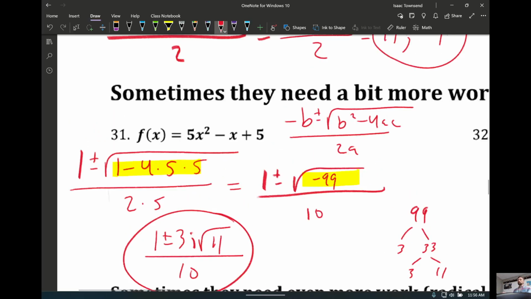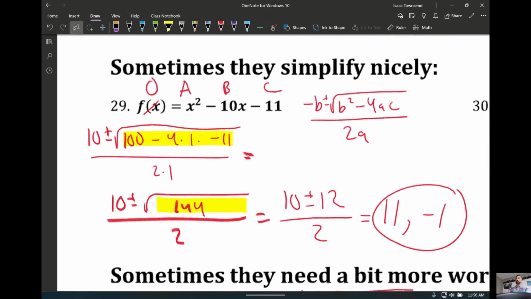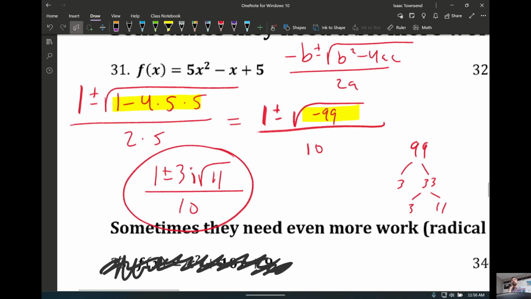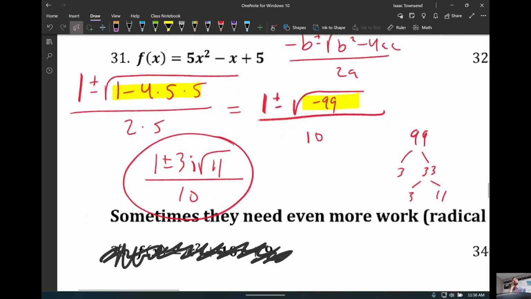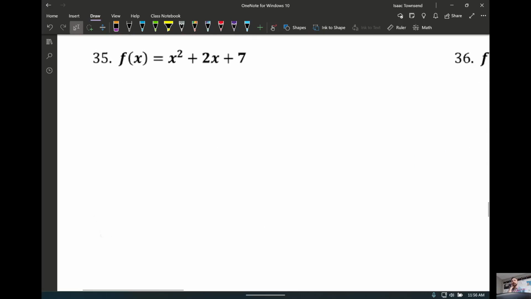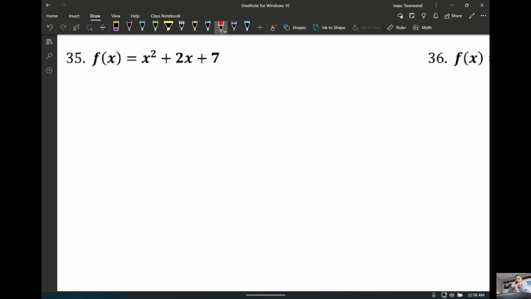Okay, so again, 29 is as easy as possible because the discriminant's a perfect square. 31, a little bit more work because the discriminant was not a perfect square, but if you can simplify a radical, you can still finish. Okay, on to the hardest. And it's really just one extra step. It's not that big of a deal. But you still started off the same way. There's nothing obviously different about this question.